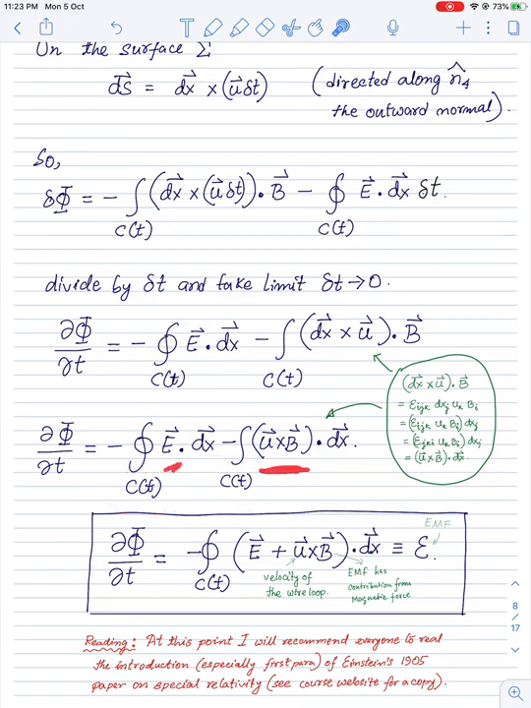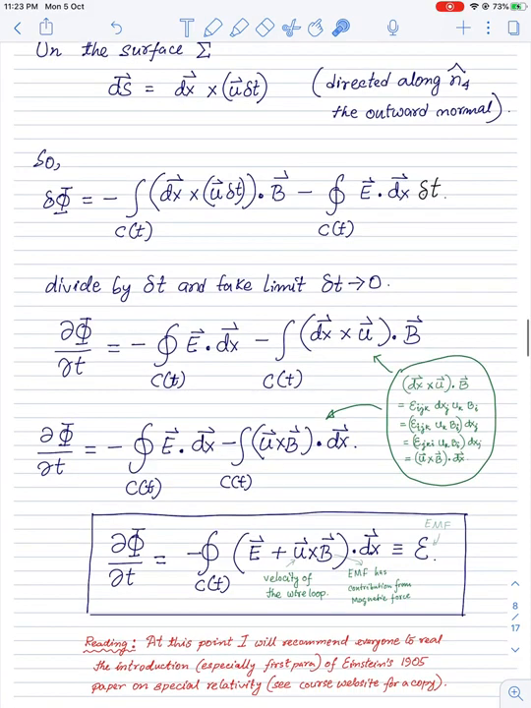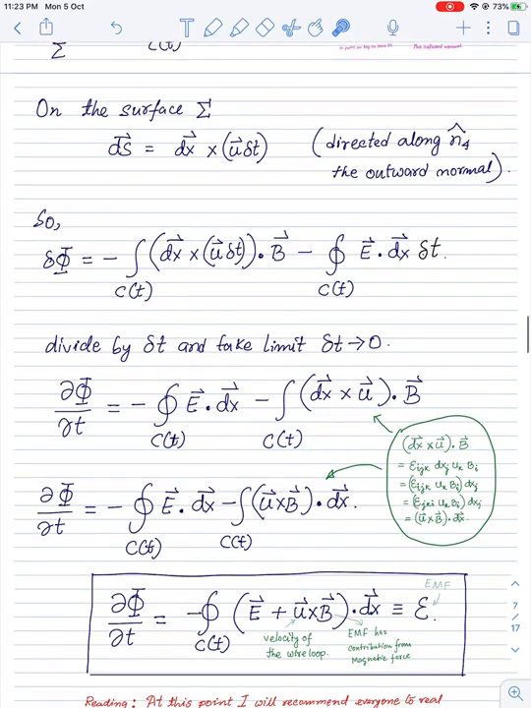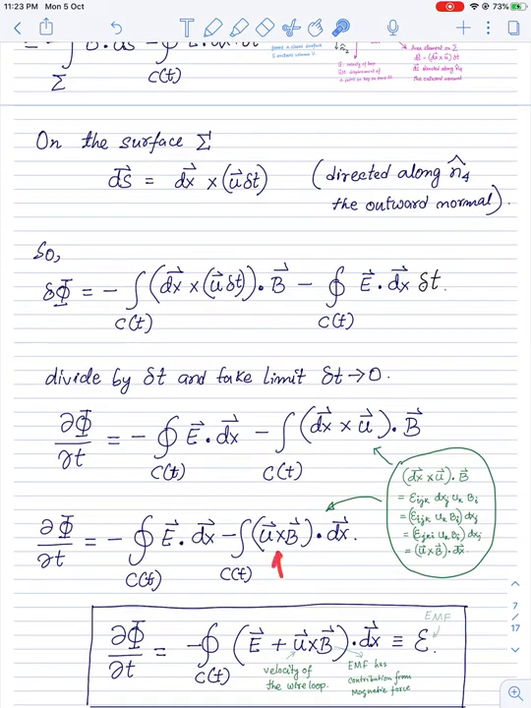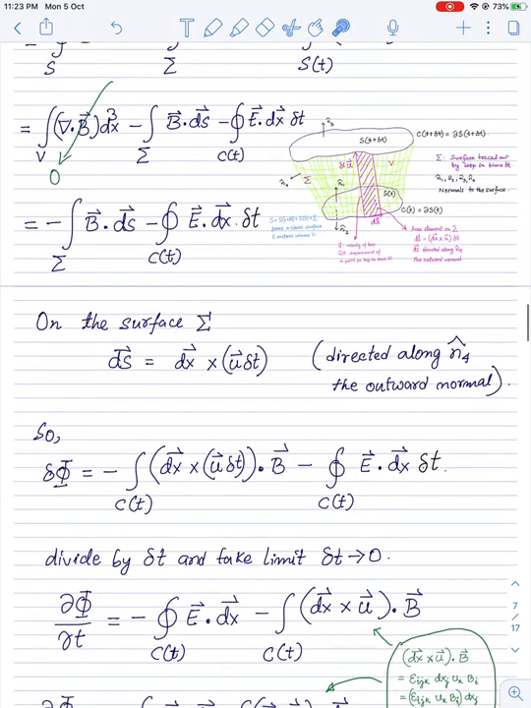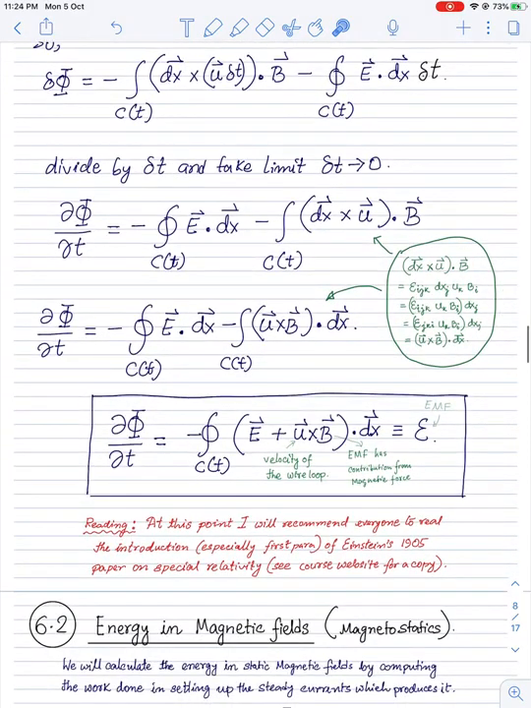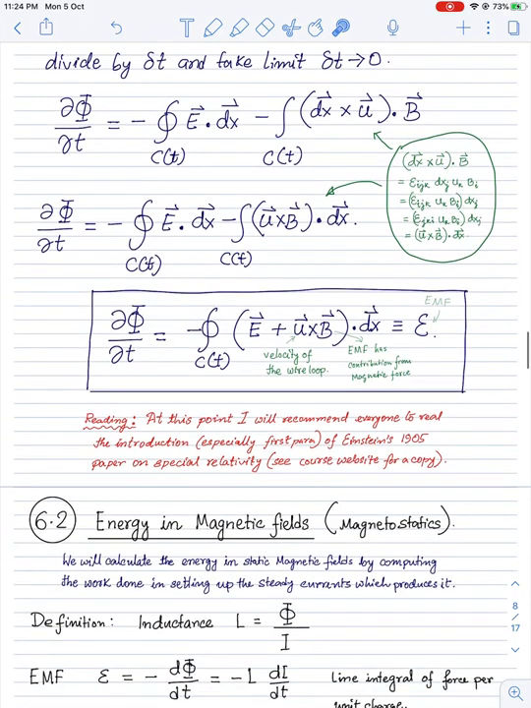Both are line integrals of force per unit charge, because here we have the electric field and here you have the velocity of the loop cross the magnetic field. Please remember that this is the velocity of the loop, so it's not the direction of the current. Because of the moving loop, the charge carriers inside this wire move with this velocity, and then they experience some force, and that results in the EMF, which results in the current.